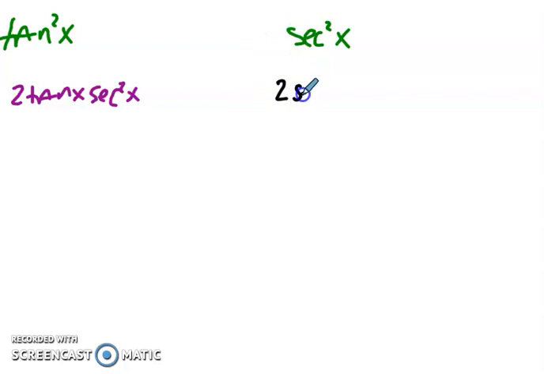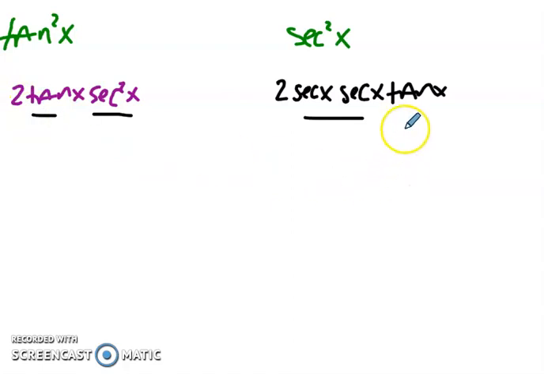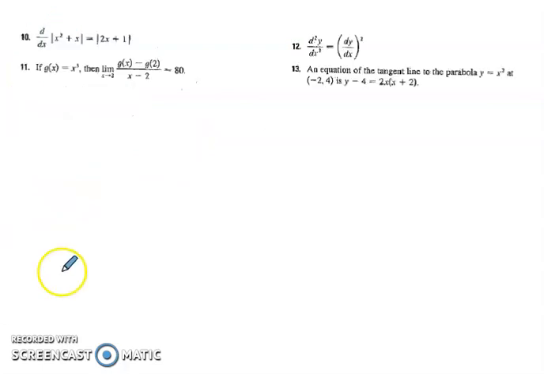I bring down a 2, drop a degree to 1 here, and then the derivative of secant is secant times tangent. So look what we have. We have 2 secants and 2 secants, 1 tangent, and a constant of 2. So this is true. Last 4 questions.